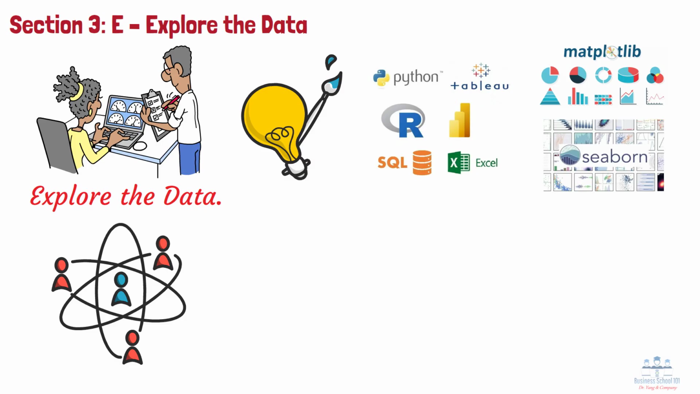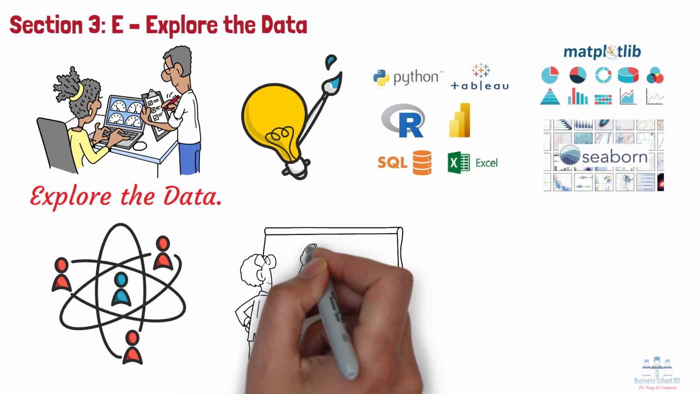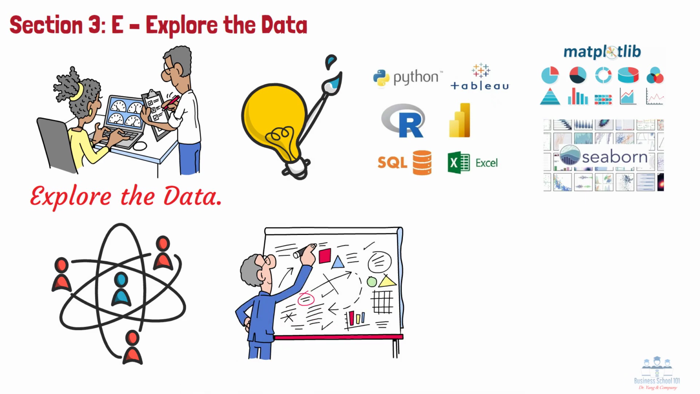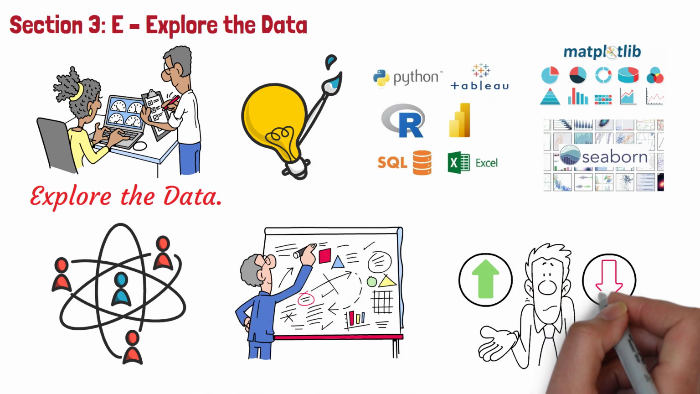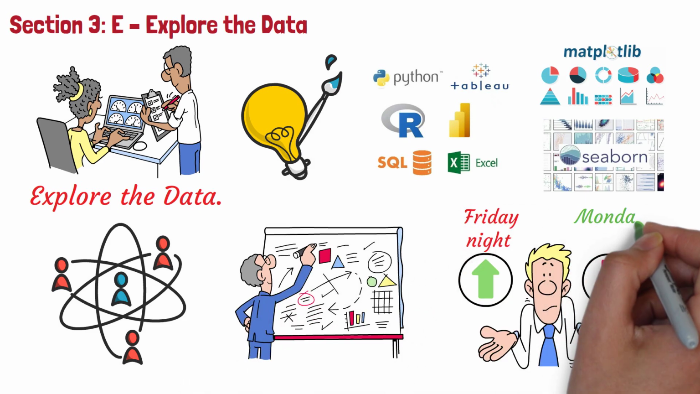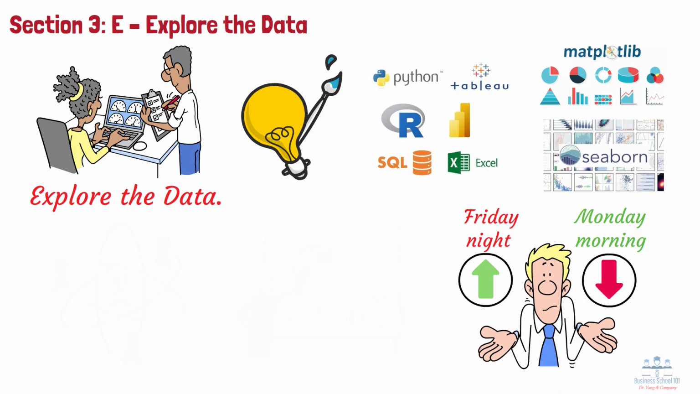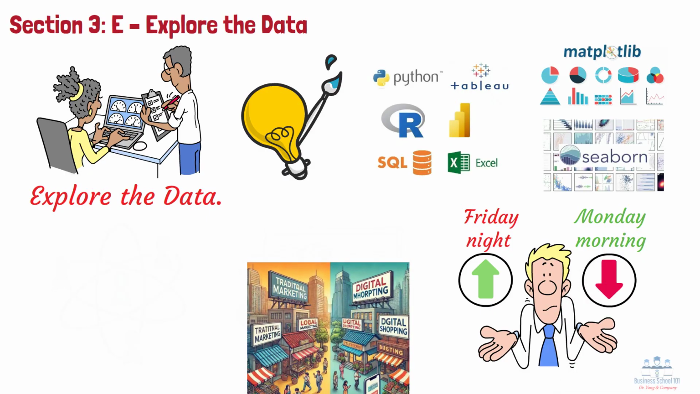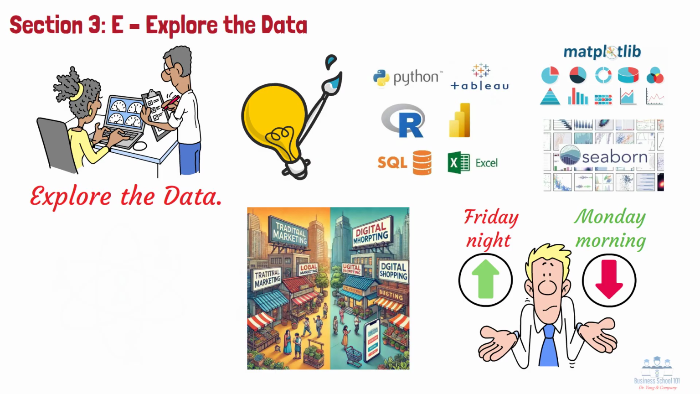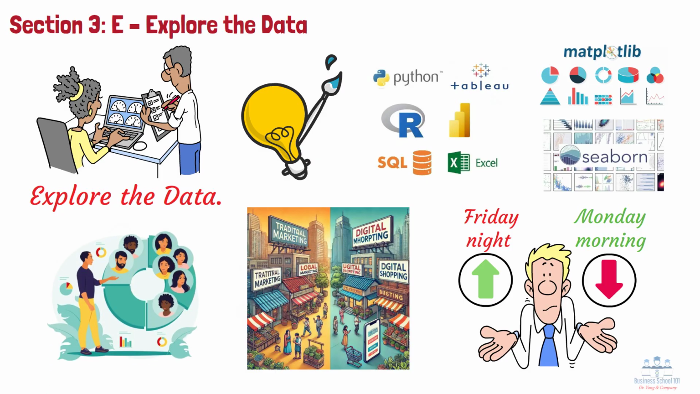This phase informs the next steps and helps businesses ask smarter questions. For example, an e-commerce analyst might notice that sales spike every Friday night and dip on Monday mornings. Or that customers from urban areas are more likely to purchase high-end products than those from rural areas. They might segment users by age group or device type to reveal deeper insights.